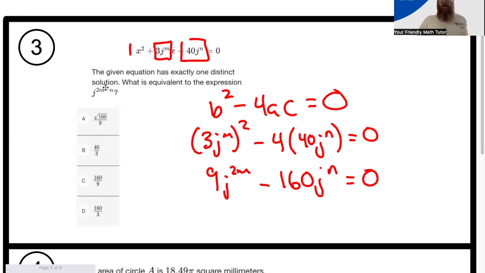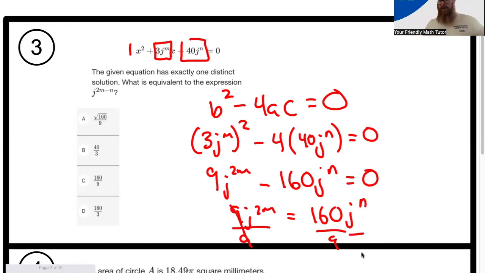Well, the reason that I would be subtracting exponents is that's through the division property of exponents. All right, so I'm going to add the 160J to the N to the other side. And then I'm going to divide by 9 and divide by J to the N.